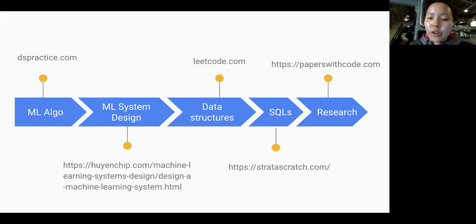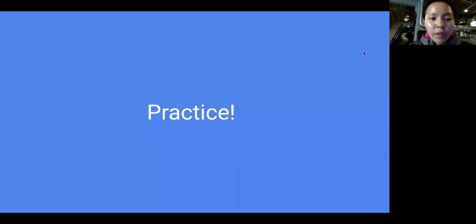stratascratch.com. And for research, if you want to be more up to date with what kind of research in ML is happening these days, you can go to paperswithcode.com and you can have access to the papers as well as their code. You can familiarize yourself with the ML research like that. So the main thing is practice, and then it'll lead you down a good path at the end of the day.